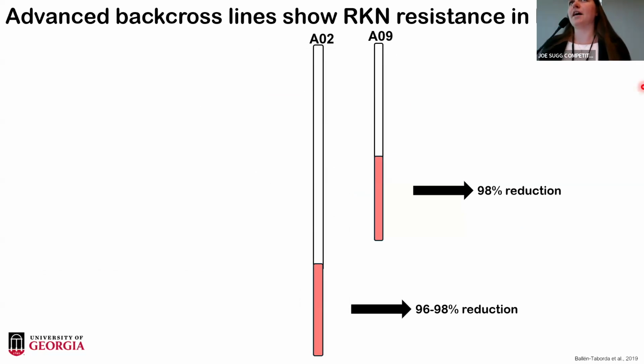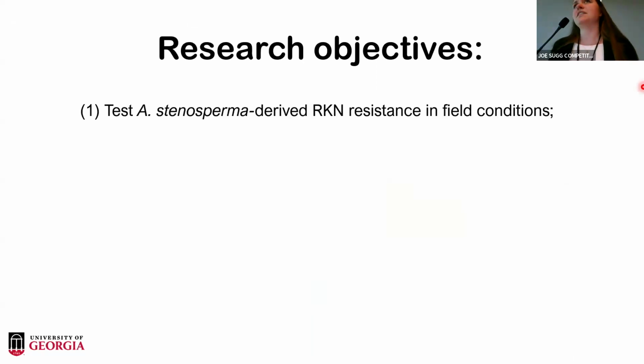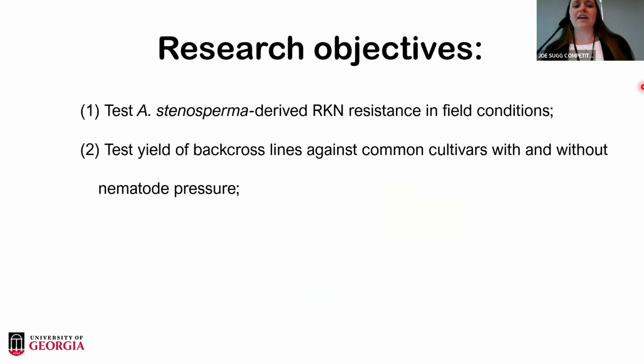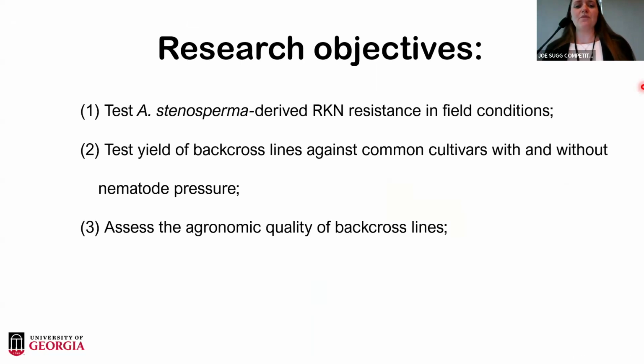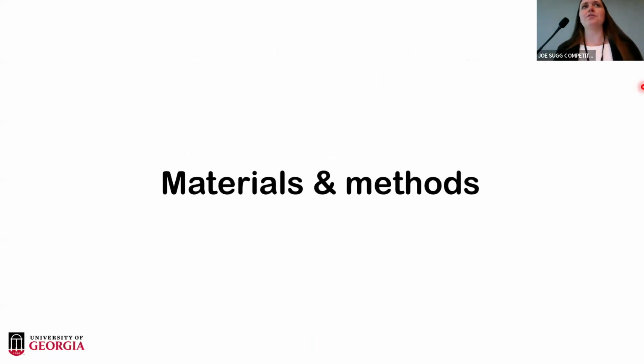The resistance on chromosome 9 is a bit complicated for reasons I don't have time to go into. So the work so far has really focused on chromosome A02 on that QTL. As I mentioned before, this has all been done in bioassays up to last year. So the primary research objective of this work was to test the stenosperma-derived nematode resistance in field conditions. We also wanted to look at yield of our backcross lines. We wanted to assess the agronomic qualities of them as well, and to begin to ask how this introgression is providing resistance. So I'll briefly go through the materials and methods we used to answer these questions.